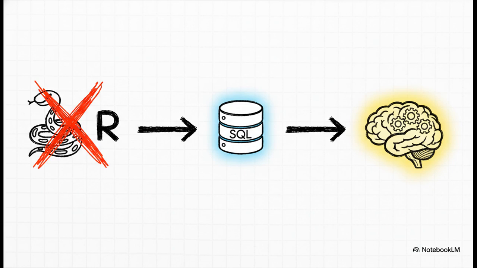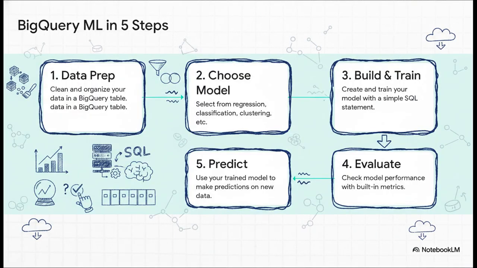For so long, machine learning was this complicated thing only data scientists could do, writing complex code in Python or R. BigQuery ML completely flips that idea on its head. It asks this really simple but powerful question: what if you could build ML models using the one language you already know inside and out? SQL. And it's not some intimidating, scary process. It's a super straightforward 5-step workflow.